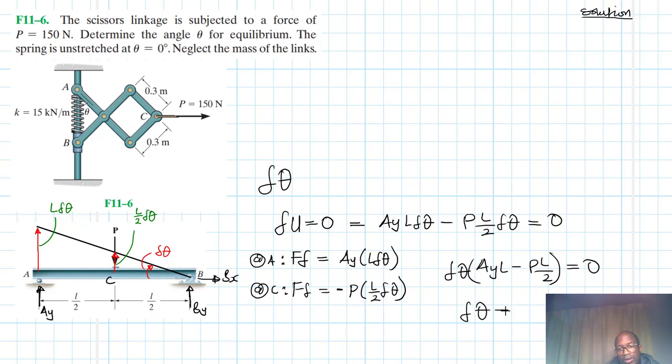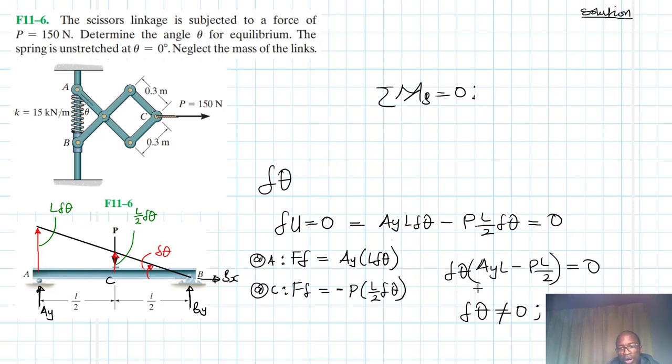And we know that del theta is not equal to 0. Therefore, AY L minus P L over 2 will be equal to 0. If we make AY the subject of the formula, L and L cancel, and we realize that AY is just going to be equal to P over 2. And if you look at this, you are reminded of taking the summation of moments about point B. If you did that, you still arrive at the same expression.